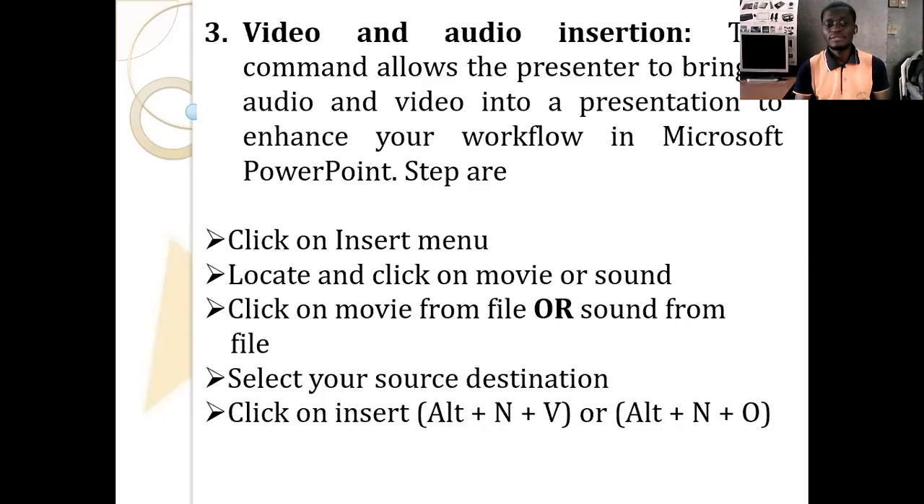Click on the Insert menu, locate and click on Movie or Sound. There are two options, either movie or sound. When you want audio, you go for audio; when you want video, you go for video. You know video contains both audio and video. When it is only audio, you go for audio, which is the sound. Then you click on Movie from File or Sound from File.